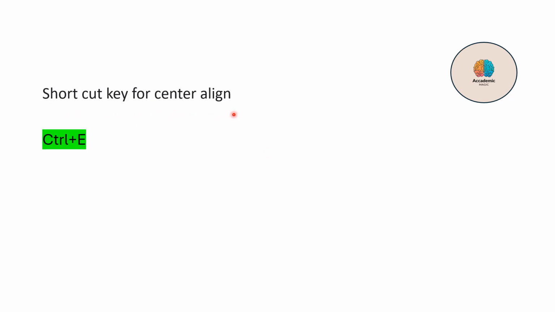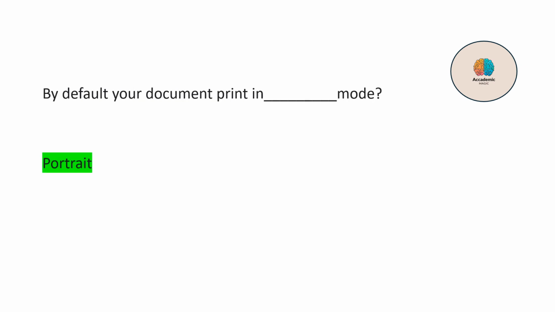शॉर्टकट की फॉर सेंट्रल अलाइन, Ctrl+E। By default, your document prints in portrait mode. So by default, our document is printed in portrait form.